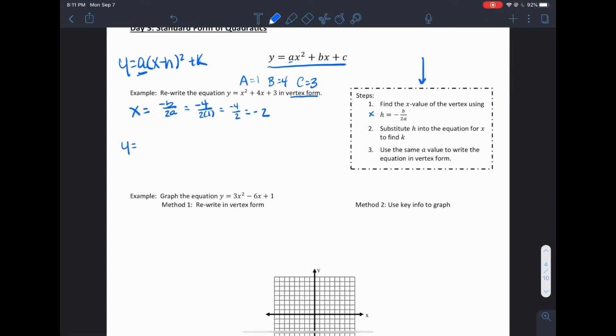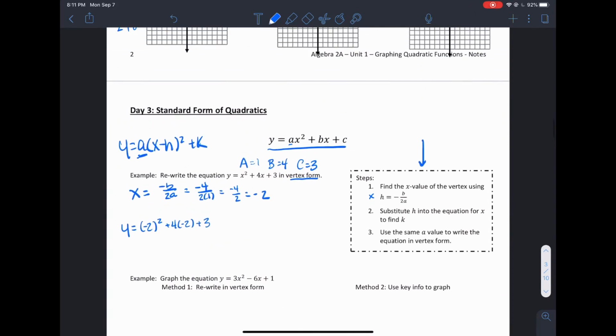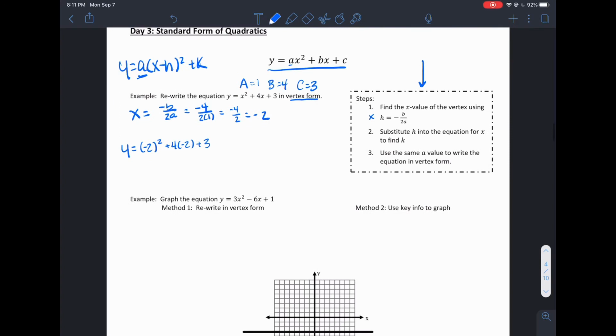Therefore, y equals negative 2 squared plus 4 times negative 2 plus 3. So y equals negative 2 squared. Negative 2 times negative 2 is 4. Be careful with that. Make sure that you don't accidentally do your order of operations wrong. Minus 8 plus 3. So it equals negative 4 plus 3, negative 1. So my vertex, therefore, is negative 2, negative 1.